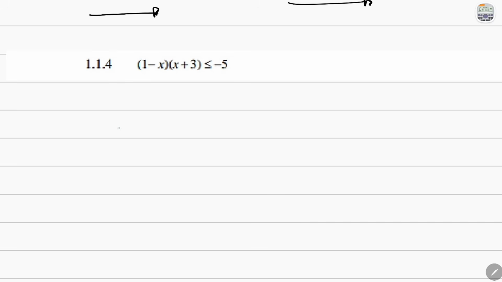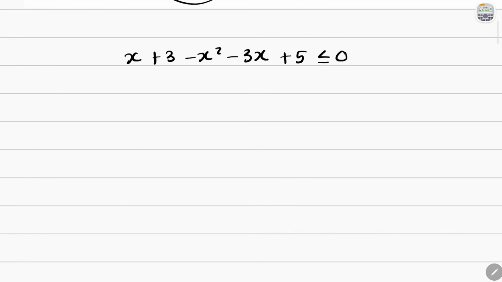So we will multiply in, and 1 times x gives us x. 1 times positive 3 is just positive 3. And then negative x times x is negative x squared. And negative x times positive 3 is negative 3x. And then this negative 5 will come over to become positive 5, now is less than or equal to 0. Okay, so we have negative x squared, and then x minus 3x gives you negative 2x, and then positive 3 plus 5 is positive 8 is less than or equal to 0.